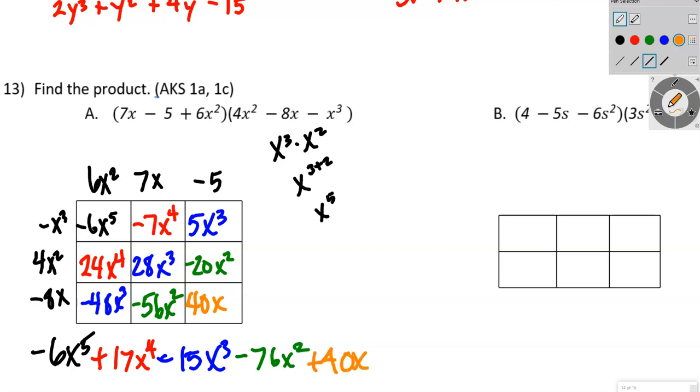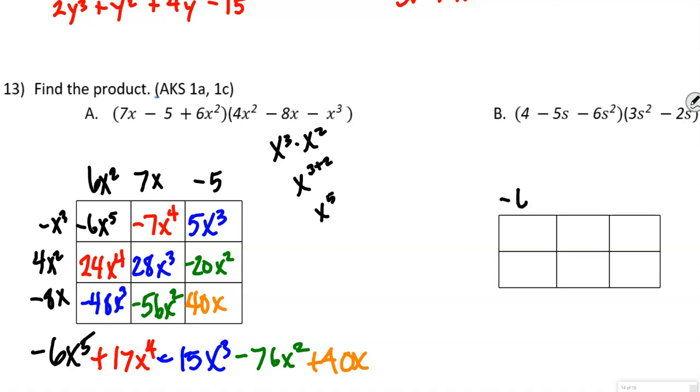Okay? All right, we're going to do the same thing with the next one. So we're going to write it in descending order like we did before. So this is going to be negative 6s squared, then negative 5s, and then 4. And then over here we got a 3s squared and a negative 2s, okay?